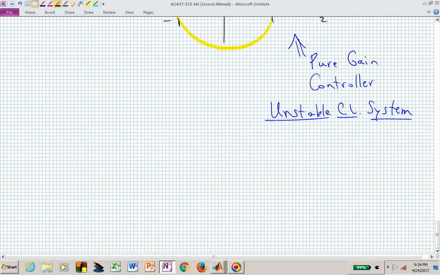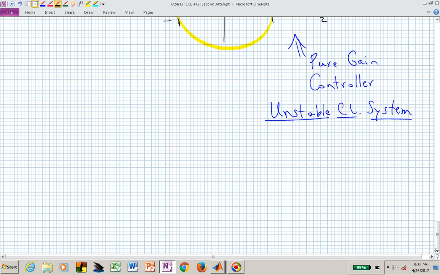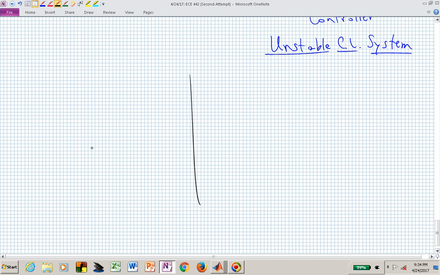Now, I said if we were in an interview, this is maybe what we would talk about with our interviewer, and we would say, okay, we can't stabilize that system with a pure gain controller, but what's possible if we make our controller maybe a little bit more sophisticated? Again, we're not going to change the system at all.